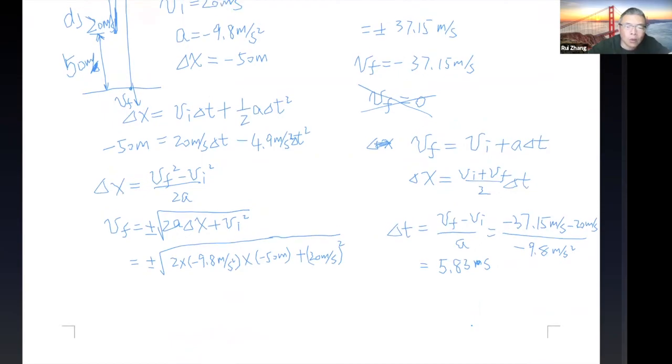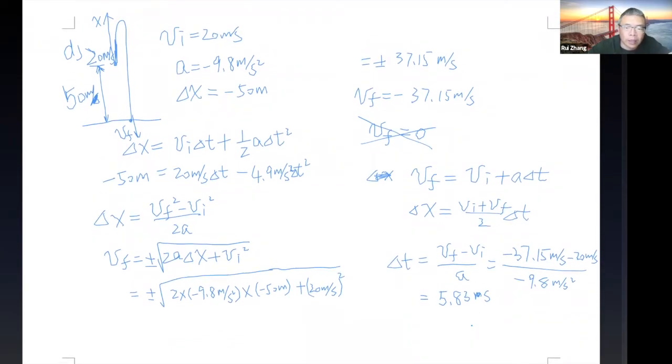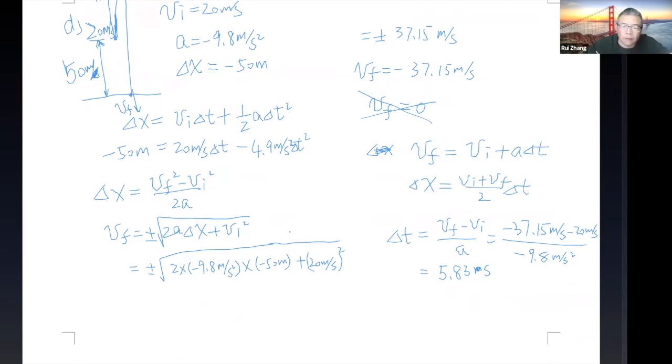Okay, now let's do the last one, okay. The last one asks you the velocity when t equals 5 seconds, okay. Now, again, you're looking at a little bit different motion. The motion you're looking at right now is this thing goes up and then goes back down and stops somewhere here, right? This is your final velocity. You want to figure that out, okay. And notice it takes 5.83 seconds to hit the ground. So for 5 seconds, it's still in the air, okay.